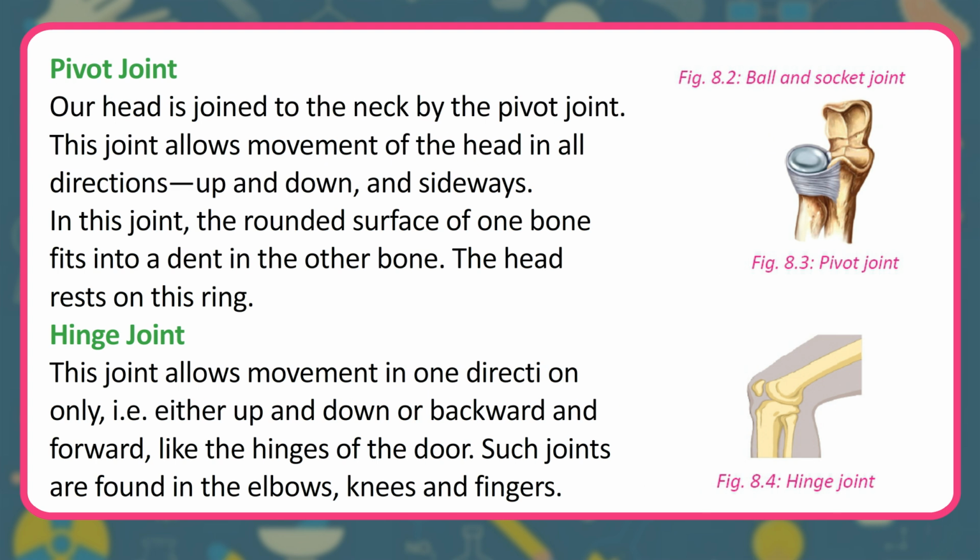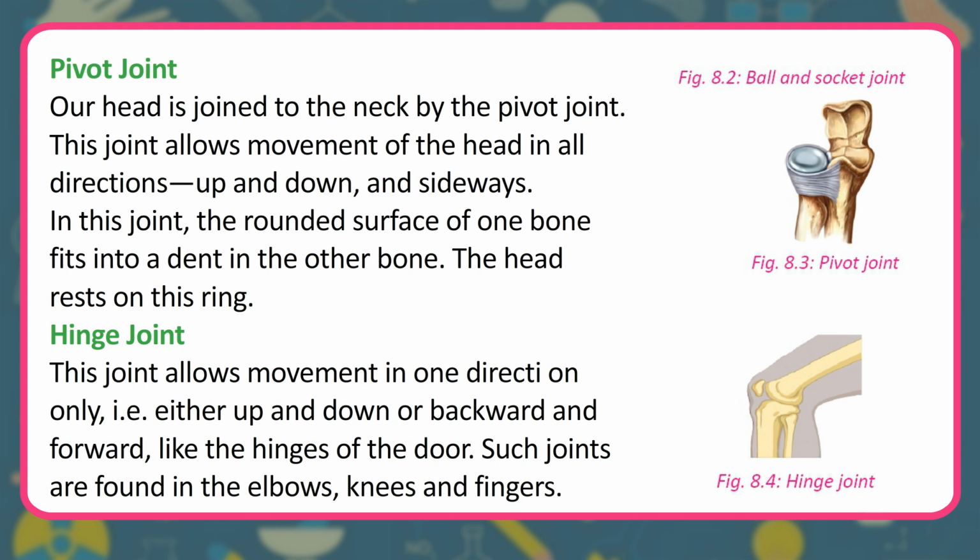Pivot joint. Our head is joined to the neck by the pivot joint. This joint allows movement of the head in all directions, up and down, and sideways. In this joint, the rounded surface of one bone fits into a dent in the other bone. The head rests on this ring. Hinge joint. This joint allows movement in one direction only, i.e.